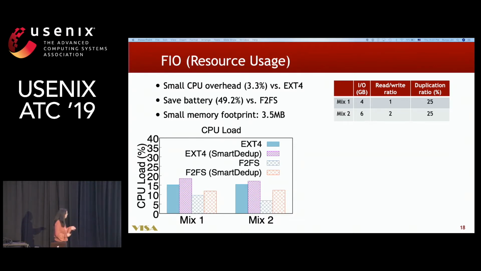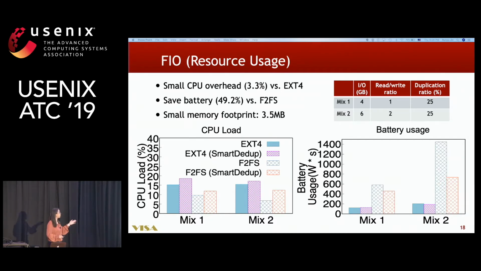The y-axis is the CPU load, and the x-axis shows the Mix 1 and Mix 2 workloads. SmartDedup on EXT4 is shown in the purple bar, and SmartDedup on F2FS is shown in the orange bar. In this graph, the lower the better. You can see SmartDedup has very small CPU overhead. For example, only 3.3% compared to EXT4 in Mix 1 workloads.